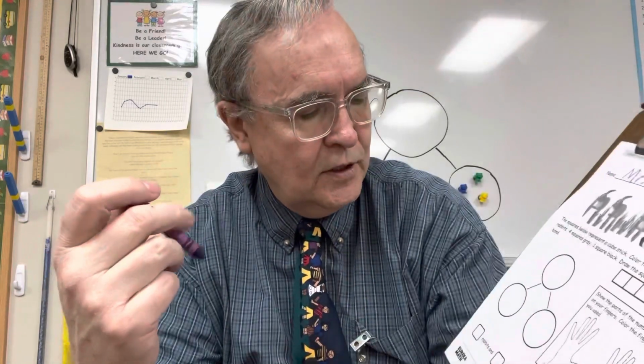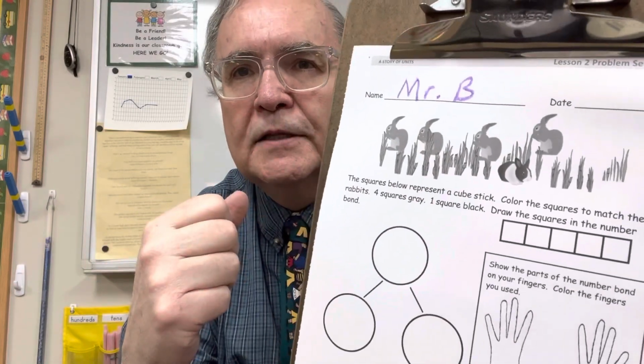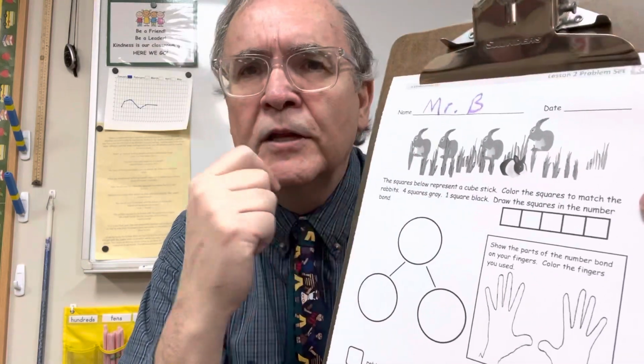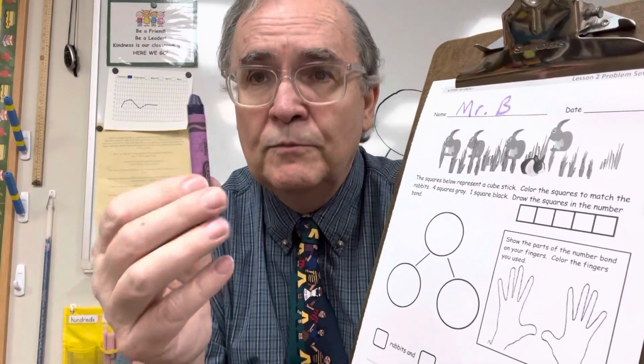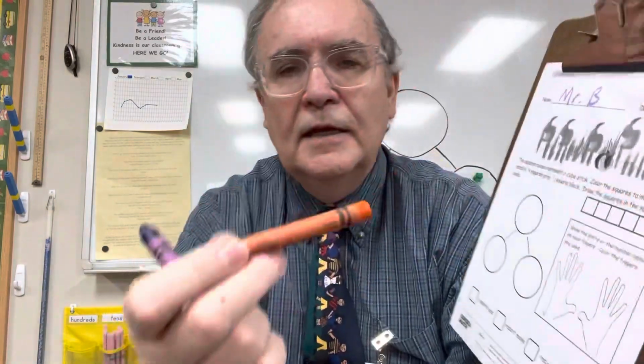Okay, now what we're going to do is we're going to look at these. We got some rabbits here. Do you notice there's 2 different kinds of rabbits? There's this kind of rabbit that's sitting up, and this kind of rabbit that's lying down. Now the question is, how many rabbits are sitting up and how many are lying down? Okay, what I'm going to do is, for me, purple is going to be the sitting up rabbits, and orange is going to be the lying down rabbit.